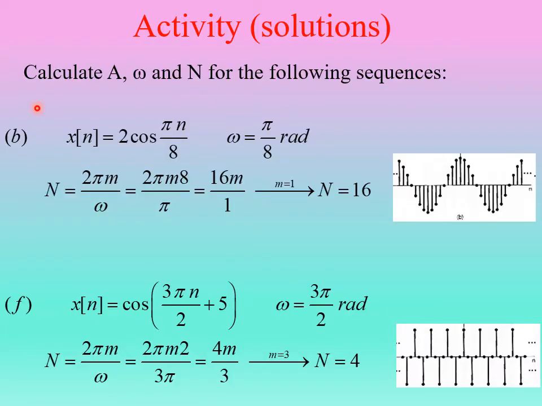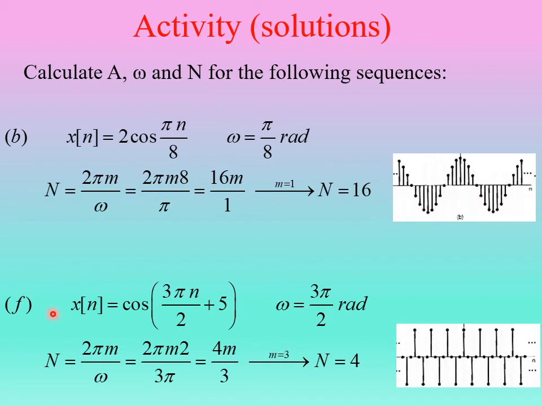All right, so here are the activity solutions. For the first one here, by inspection, we can see that omega is just pi over 8. And then to find the period, we say n is equal to 2 pi m over omega, where omega is pi over 8. So here's the pi, here's the 8. 8 times 2 is 16. The pi's cancel, so I get 16m. And the lowest value of m to make this an integer is, of course, m equal 1, which gives us our period of n is equal to 16. All right, and that is plotted right here.